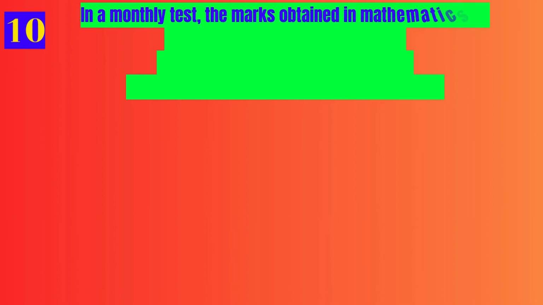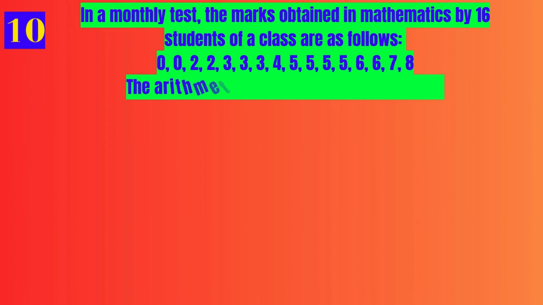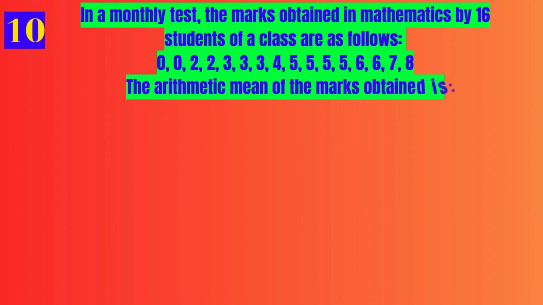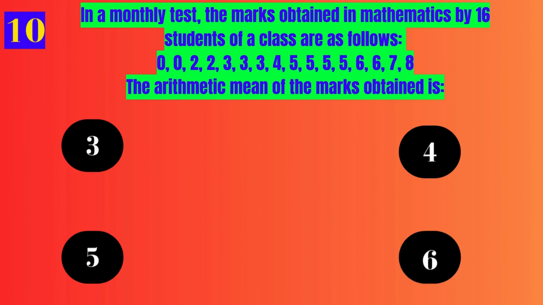In a monthly test, the marks obtained in mathematics by 16 students of a class are as follows: 0, 0, 2, 2, 3, 3, 3, 4, 5, 5, 5, 5, 6, 6, 7, 8. The arithmetic mean of the marks obtained is. The options are 3, 4, 5, 6.